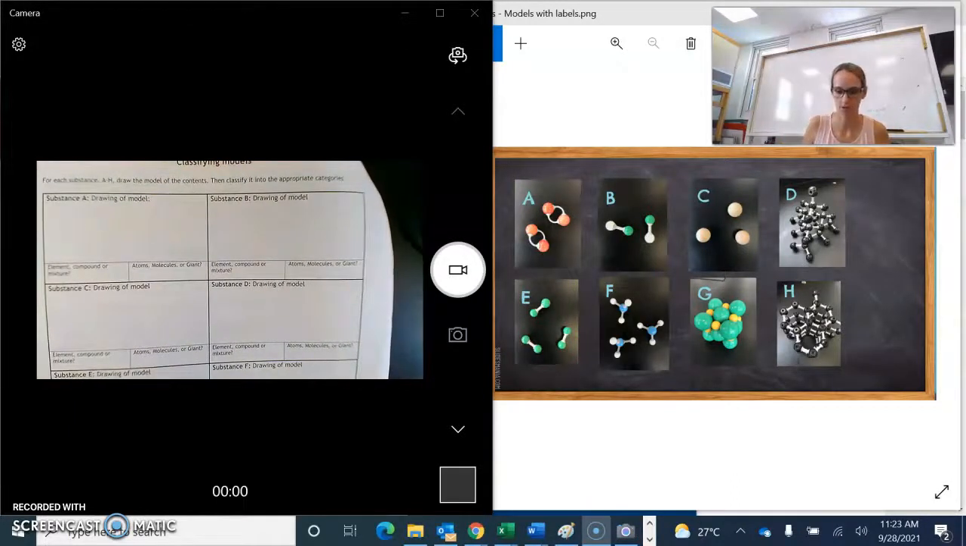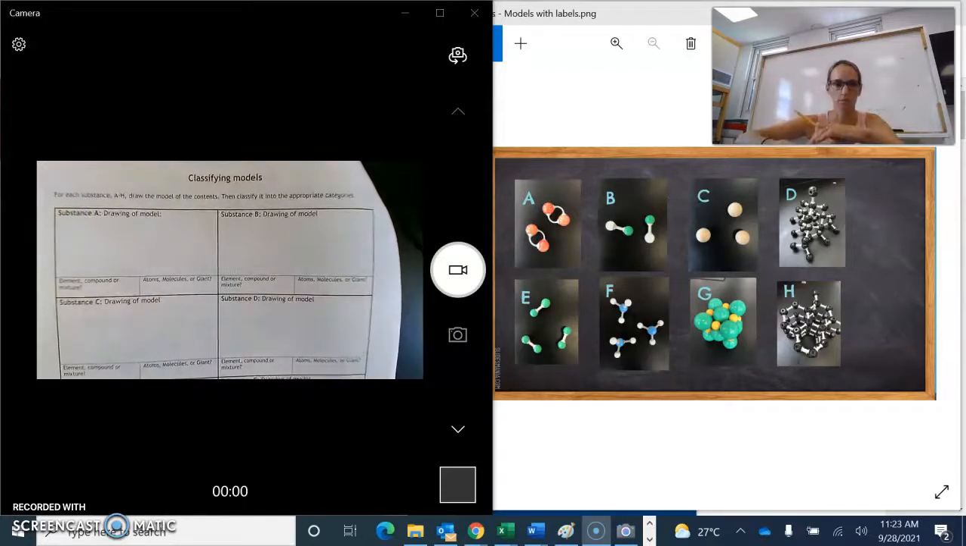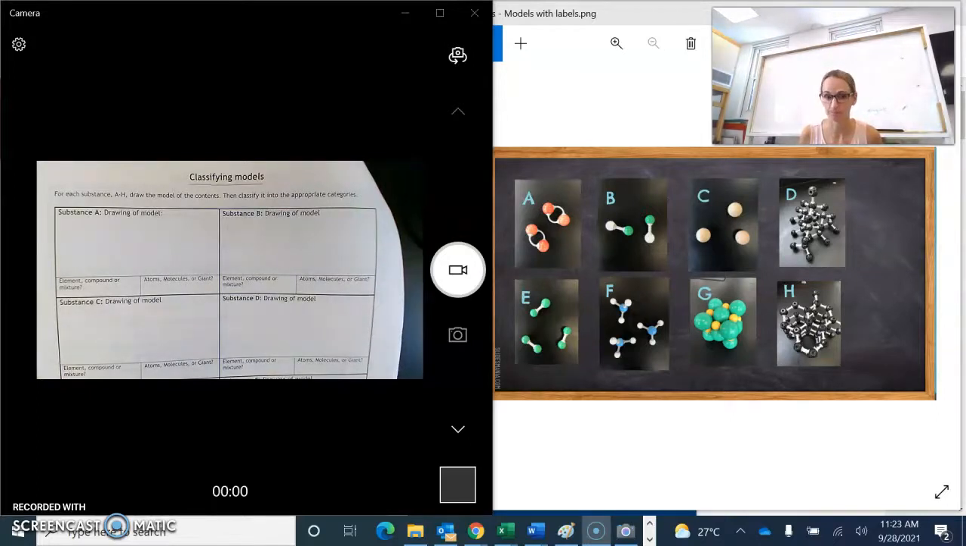Okay, in this video we're going to work through the activity on page 4 of your booklet. So if you could get this page up, classifying models. And you'll notice on the right hand side of the screen I've got the 8 models we already used last lesson when you were grouping.